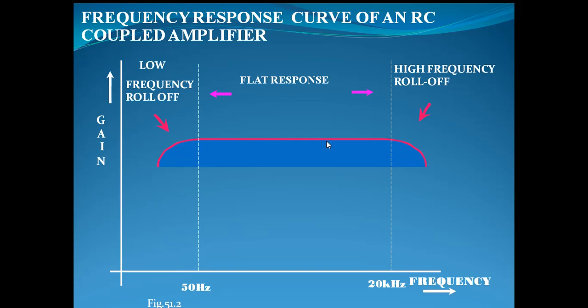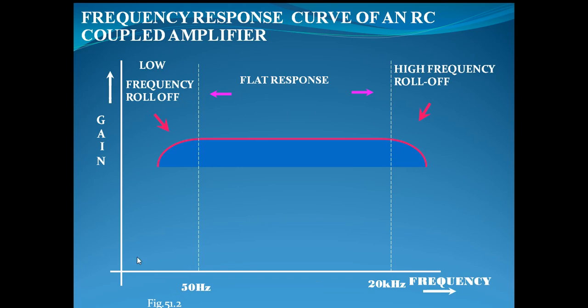This is the frequency response curve of an RC coupled amplifier. Here you can see on the y-axis we have taken the logarithmic gain. On the x-axis the input frequency is taken. Here it is the origin, and slowly the frequency is increasing from 0 to 50 Hz and on to 20 kHz. Generally we are taking normally 50 Hz to 20 kHz. There is a limit.